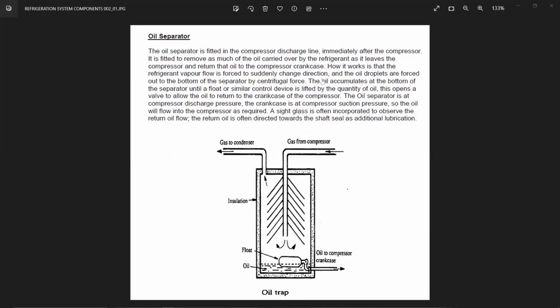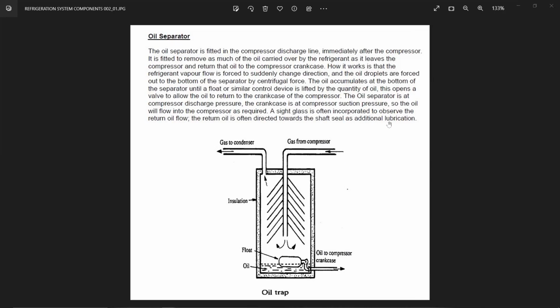The oil accumulates at the bottom of the separator until a float or similar control device, fitted in it, senses the quantity of oil. Once the level gets high, the float will return the oil. The oil separator is at compressor discharge pressure, and the compressor crankcase is at compressor suction pressure. So the oil will flow to the compressor as required because here is higher pressure and here is lower pressure, so it will automatically go back.